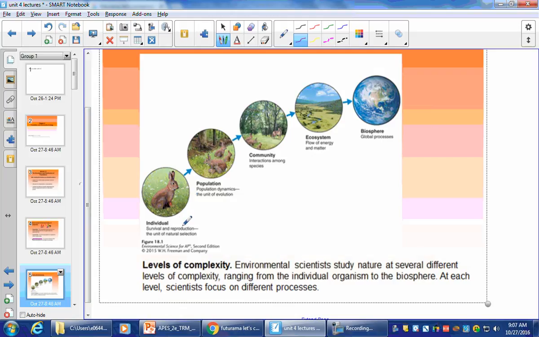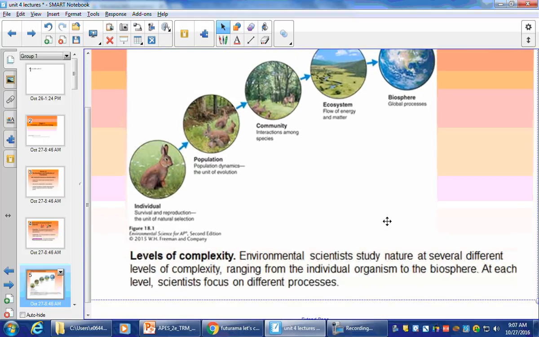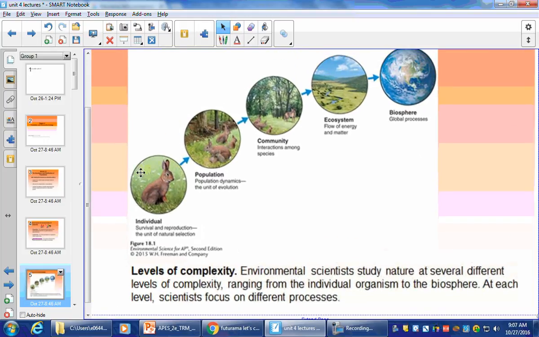Starts at the individual. So the question might ask, if you are looking at the survivability of a single organism, if you're looking at the biology of a single organism, that would be individual level study. Population is looking at what's going to happen to an entire group of the same species if something were to occur. Community: this is multiple species interacting, multiple populations. Ecosystem is the flow of all matter and energy. The biosphere is the entire planet.